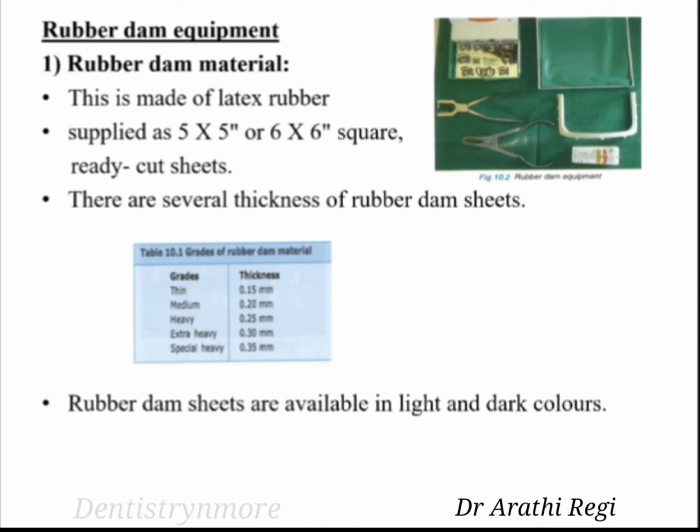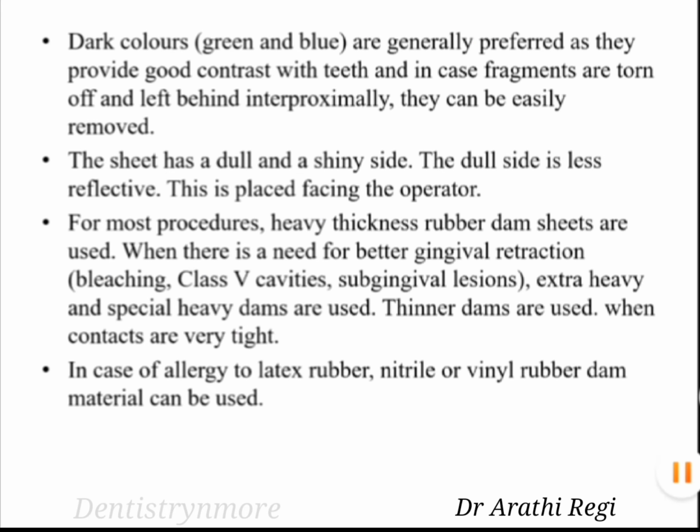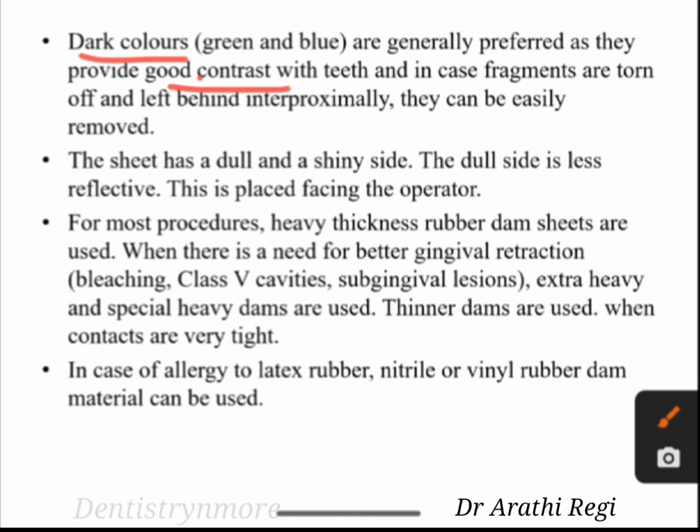It is made up of latex rubber and there are several thicknesses of the rubber dam sheet, that is thin, medium, heavy, extra heavy and special heavy. And these rubber dam sheets are available in light and also dark colors. The dark colors provide good contrast with the teeth so that it can be easily seen. In most procedures, the heavy thickness rubber dam is used, and extra heavy and special heavy are used when there is need of better gingival retraction, and the thinner is used when contacts are very light.